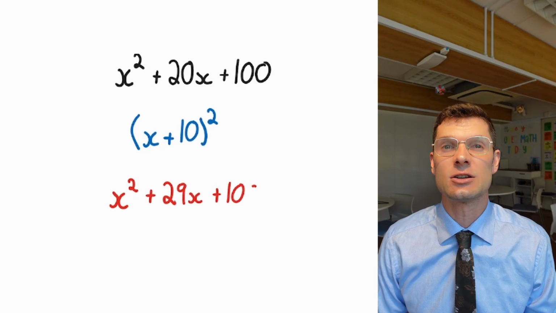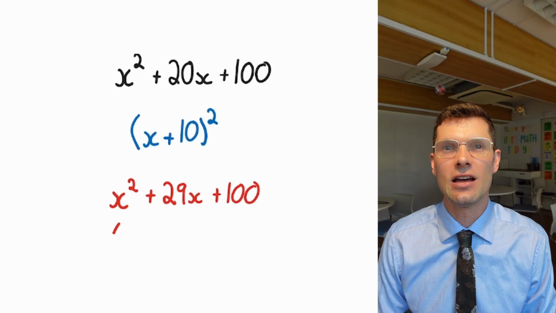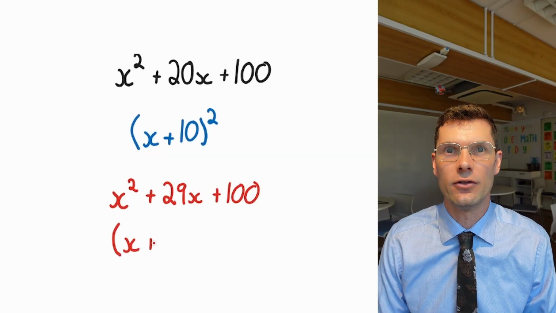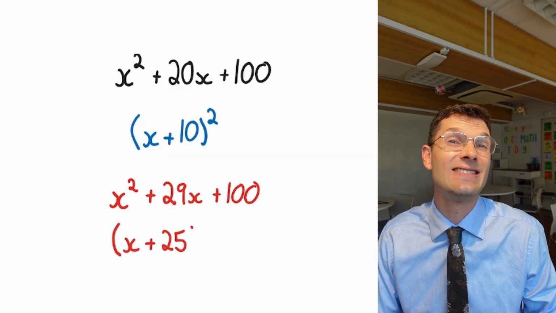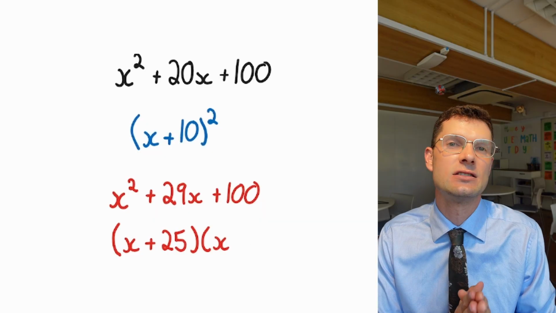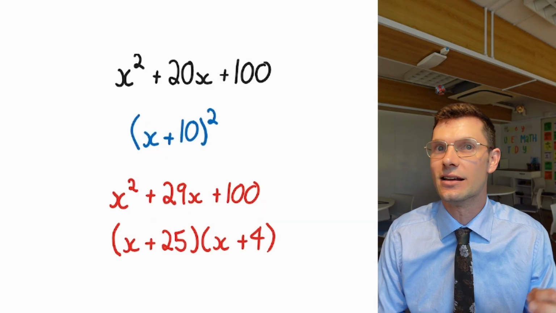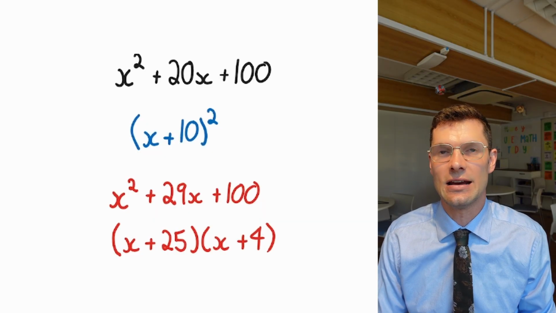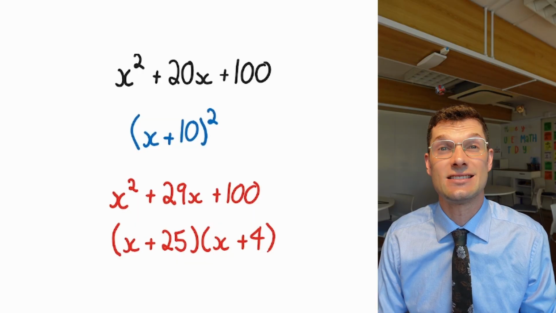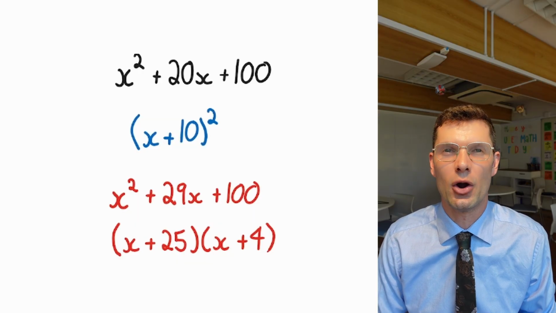Something like this could be x² + 29x + 100, and that's where you could go, oh, 25 and 4, that will definitely work. This is not a perfect square anymore because the middle term is not exactly that 10 plus 10. This is something different, just our standard factorization of our monic quadratics.